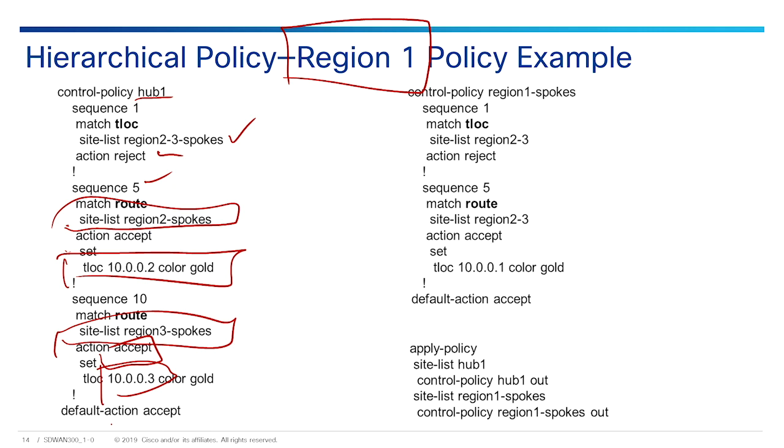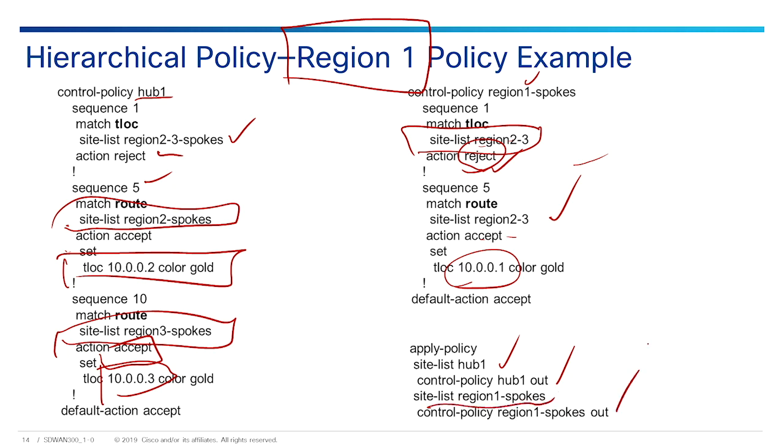All right? And then on the spokes themselves, for region 1, we're going to match the TLOC for site lists 2 and 3 and reject them as well. Okay? So the spokes are going to see those region 2 and 3 spokes and reject those spokes because they don't want to see those spokes. They only want to see the hub for hub 1. All right? And then for site list for regions 2 and 3, we're going to accept those and set those to be hub 1 to get to those routes. Okay? And then we apply the policy for the site list for hub 1 out, and then we also apply it for the region 1 spokes out.